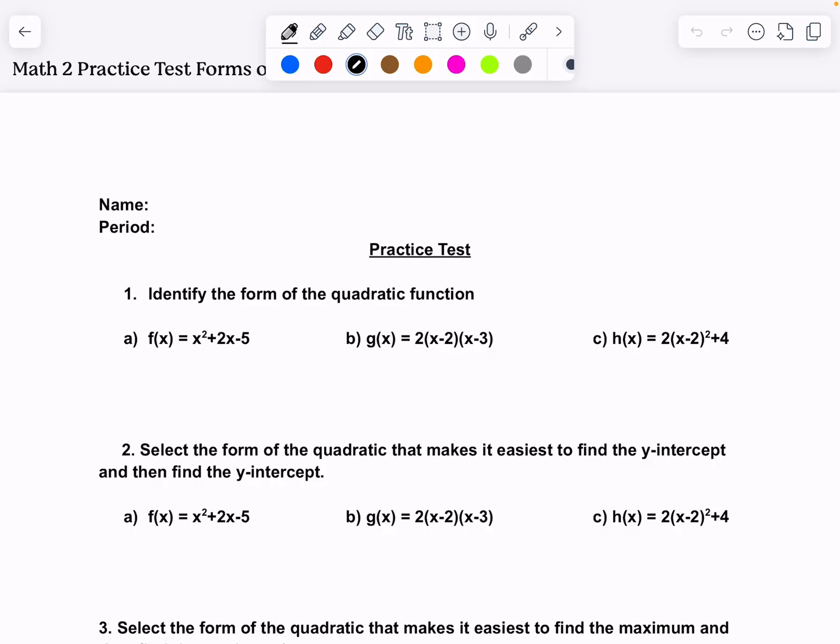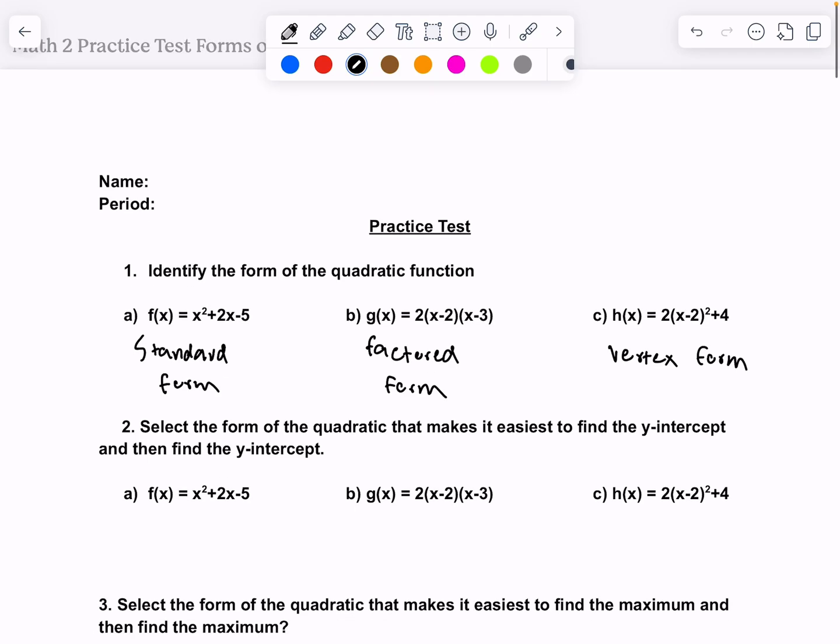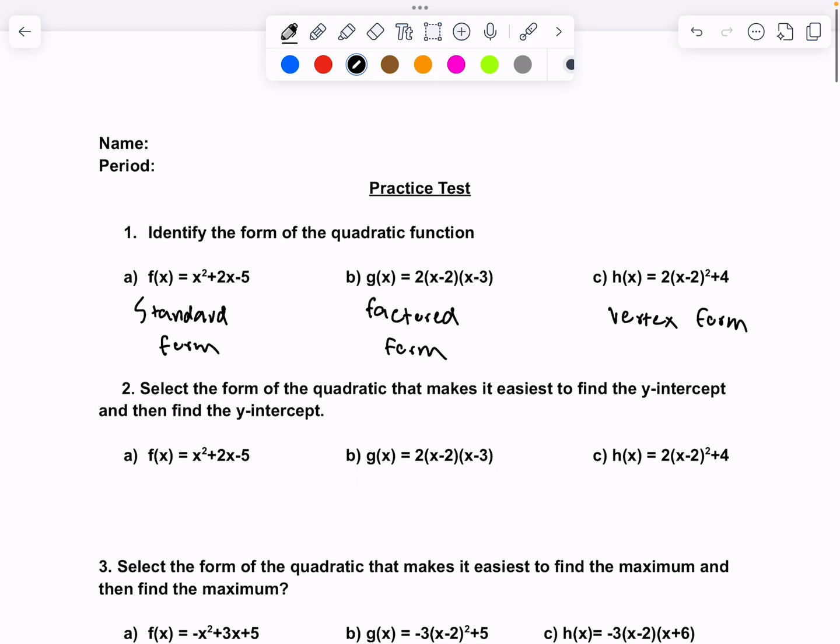If there's no parentheses like A, that's standard form. If there's two sets of parentheses like B, that's factored form. And then the one set of parentheses would be vertex form. Now remember, each form has an advantage, right? So it's up to you to know when I want which form.